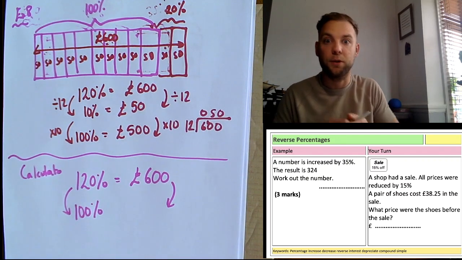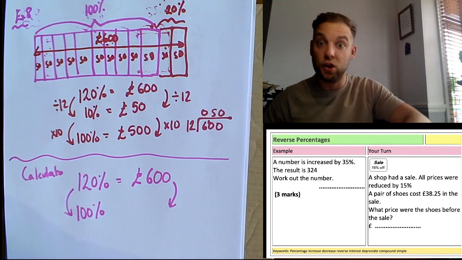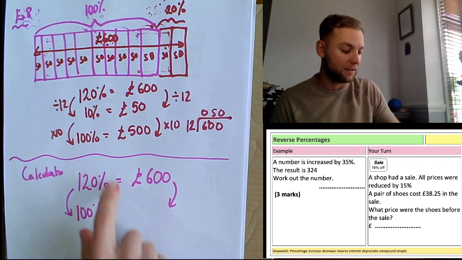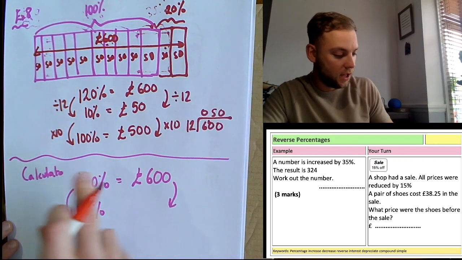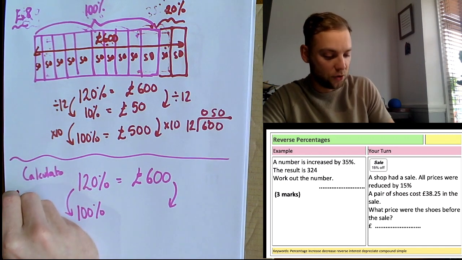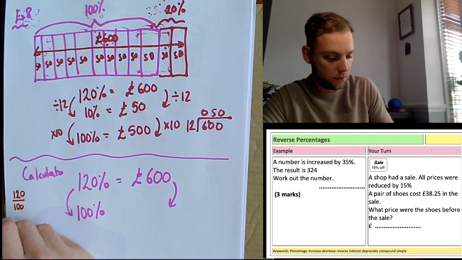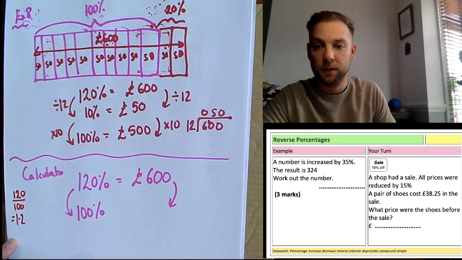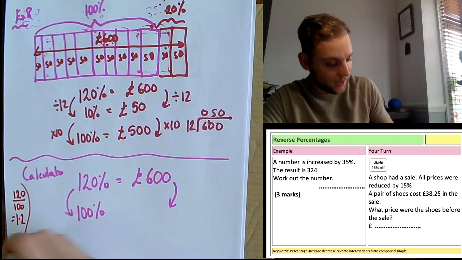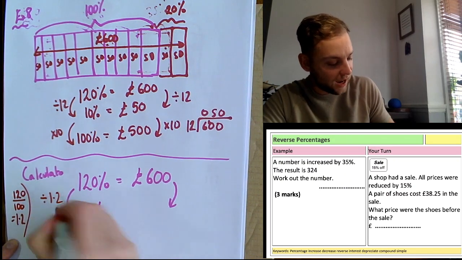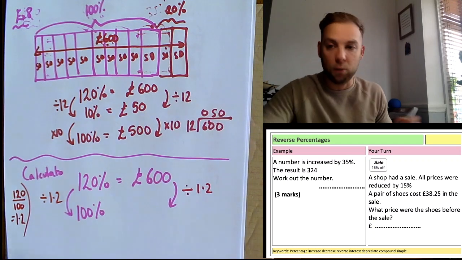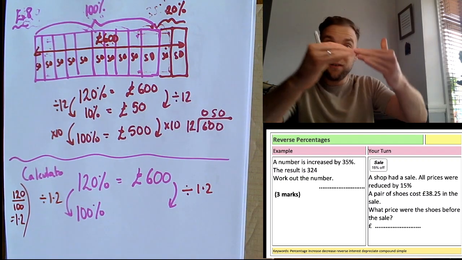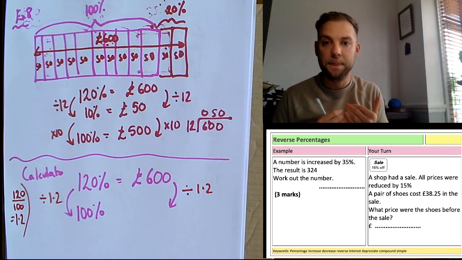Well, what is a multiplier? Now, you should have seen that video. If you haven't, make sure you go back and you watch it. A multiplier is when we write this as a decimal. So we know that 120% is equal to 120 out of 100, which is equal to 1.2. And the quick way to do this is to divide both sides by that multiplier. So divide it by 1.2 and divide it by 1.2. So if I divide by my multiplier, this becomes really easy.